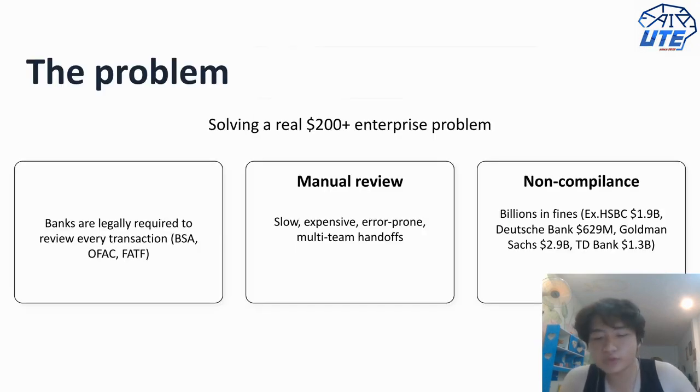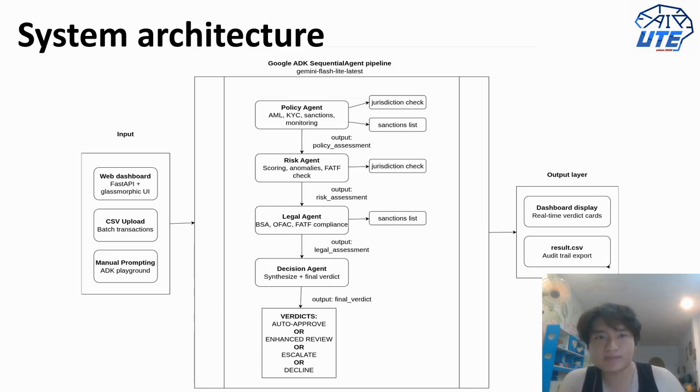what if each of those human teams was an AI agent and they could coordinate automatically? That is the premise of our project. So let's talk about the system architecture first.